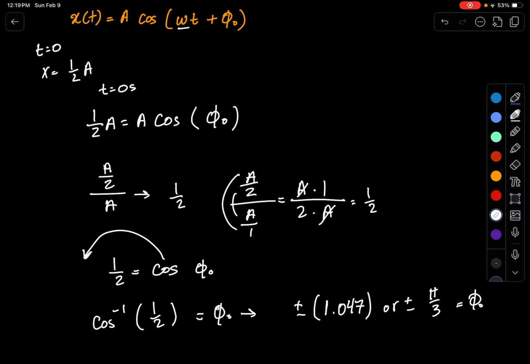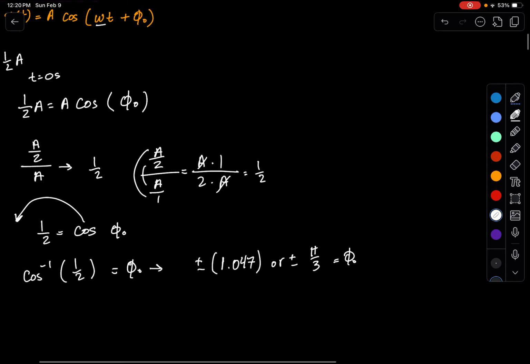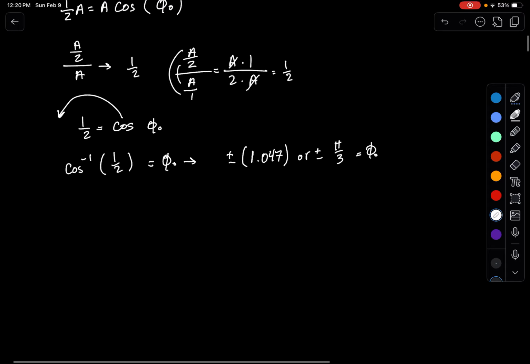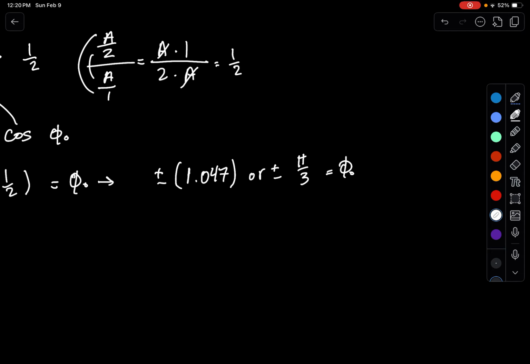Why is positive and negative here? Because whenever you use arc cosine to find an angle, you get a positive and negative value for the same angle. But your calculator only shows the positive one, or just one of them. Then the next step is to find whether the pi over 3 is positive or negative.